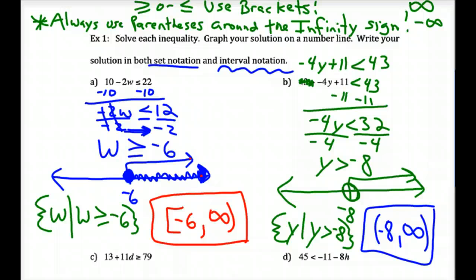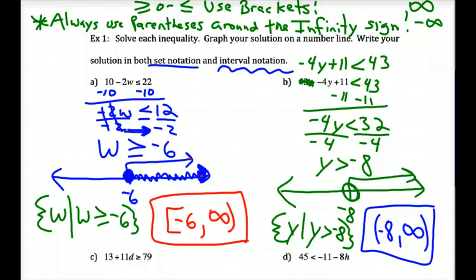It's greater than or less than, so it's going to be a parenthesis. It's going to be hard to remember, but just remember the bracket means that the number next to it is included. The parenthesis means that the number -8 is not a solution. The parenthesis tells us that. So: solve, graph, set, interval. Sweet, try that next one.